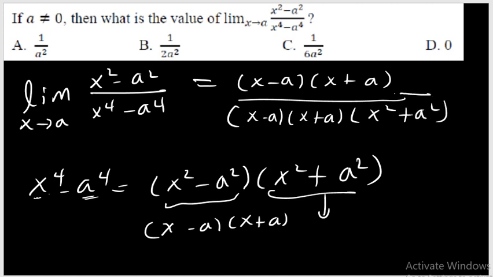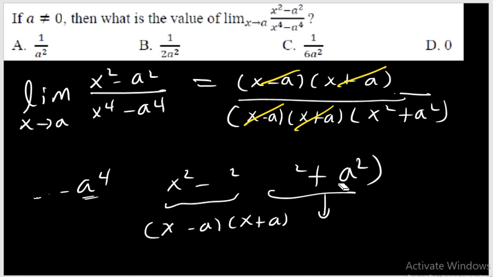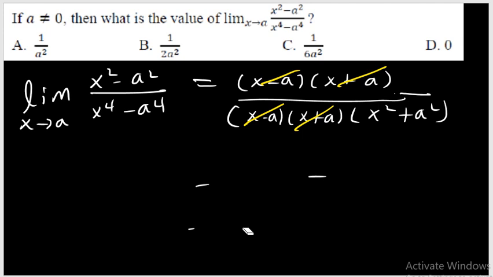We have this. Now we can cancel x minus a with x minus a. This was the problem. And not only that, x plus a can be cancelled again by x plus a. Finally, we can directly substitute now the a. Then what remains? It will be 1 over a square plus a square. It will be 1 over 2a square.